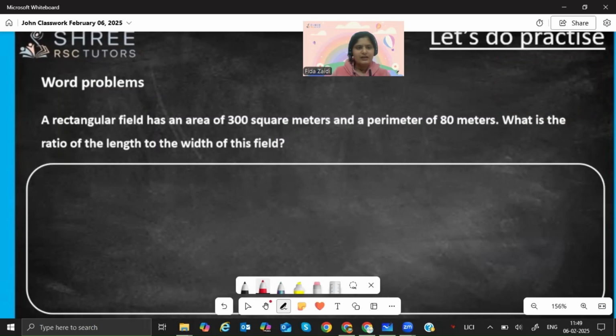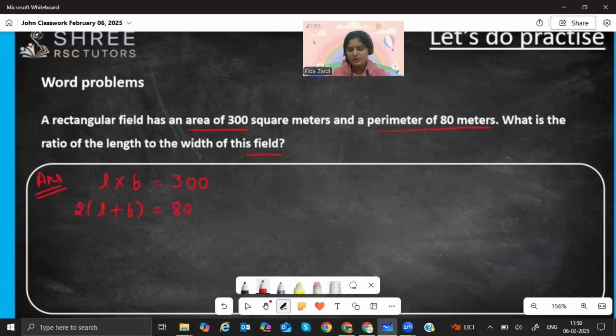I have given a rectangular field has an area of 300 square meter and perimeter of 80 meters. What is the ratio of the length to the width of this field? So what we will do, we already know that rectangle area is L into B, which is equals to 300 square meter. And second thing is perimeter of 80 meter. What is the perimeter of the rectangle? 2 into L plus B is equals to 80 meter.